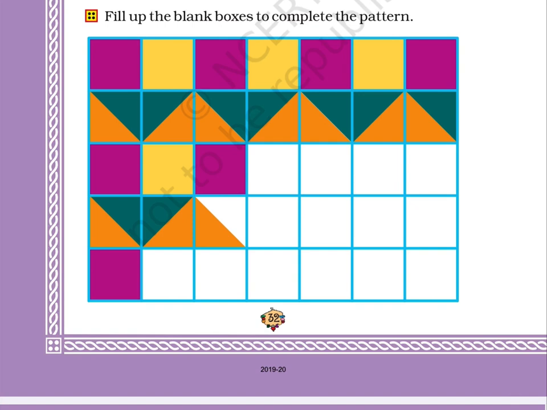Row 5. Row 5 has pattern of first row and reads as box 1 purple color, and then we have 6 blank boxes. Now you have to fill up the blank boxes as per their pattern.